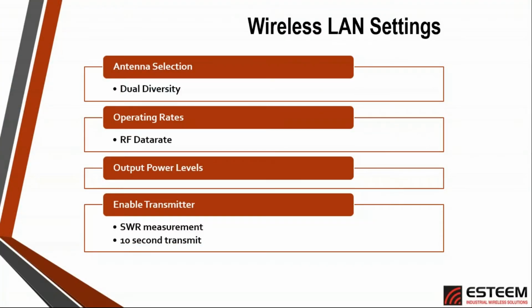From the wireless LAN side, we've got the dual diversity, which we talked about as far as the antenna settings, setting of the data rates, the output power, and there are some details that we can get in and set up for SWR measurement. We can enable the transmitter so that instead of just looking at small packets in an analog type test piece of equipment, you can hold that transmitter on for multiple seconds so that you can measure it going forward. That's where we can get in and adjust that.